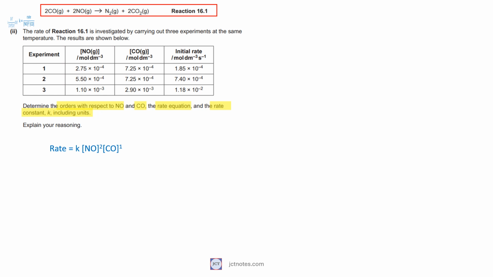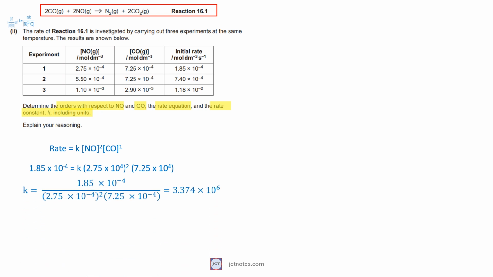To find the rate constant, we replace the values obtained in any of the experiments, for example, using experiment 1, and we get where we can find that the value of the rate constant is 3.374 times 10 to the power of 6.